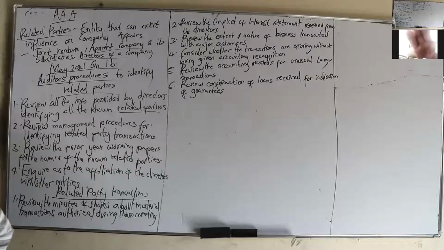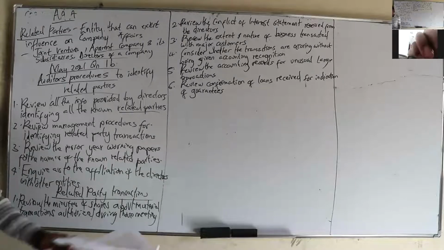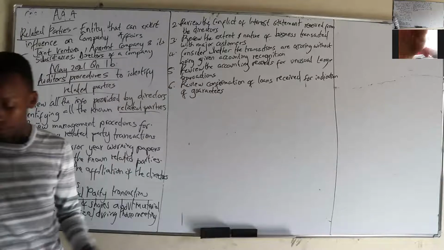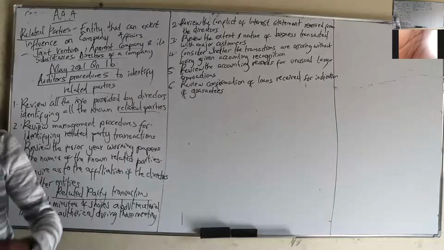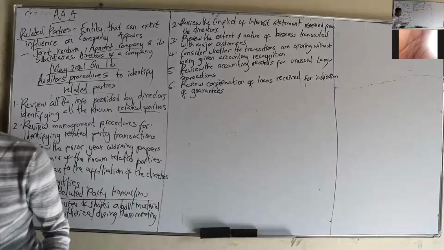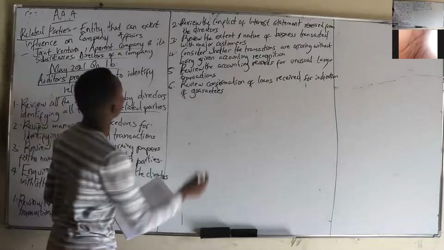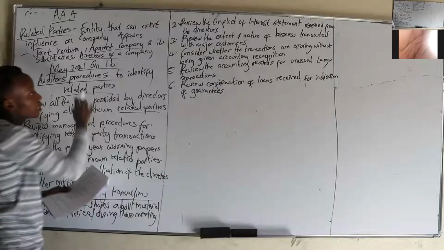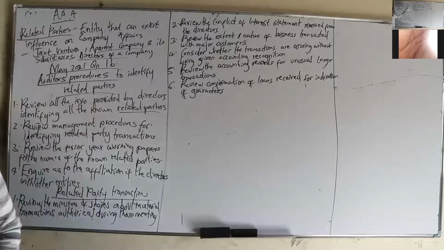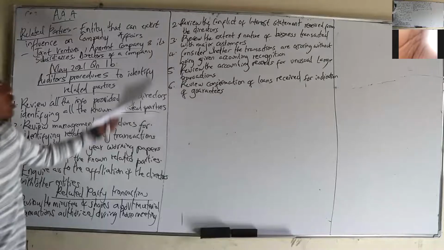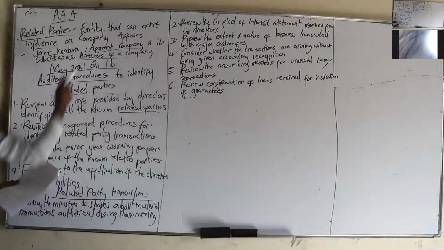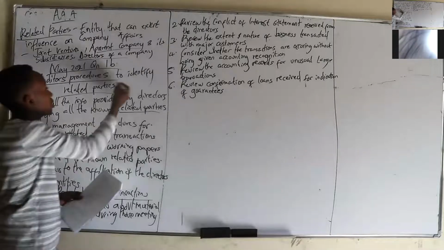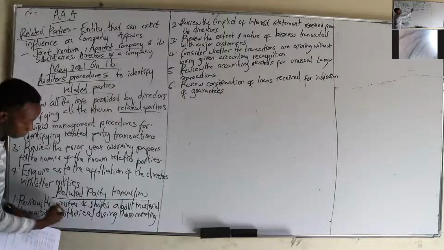So once you have identified these related party transactions, you will obtain the relevant audit evidence that the transactions have been appropriately authorized. So that is on the related party transactions. What you're saying in this case is that the related parties are any entity that can influence the company's affairs. And these are some of the audit procedures to identify, one, the related parties, and then the related party transactions.